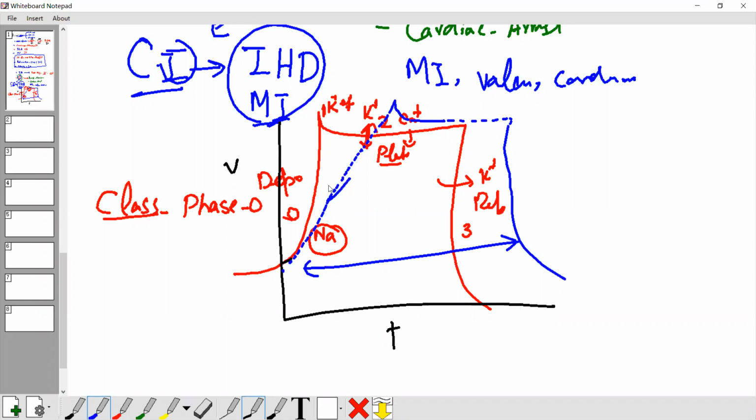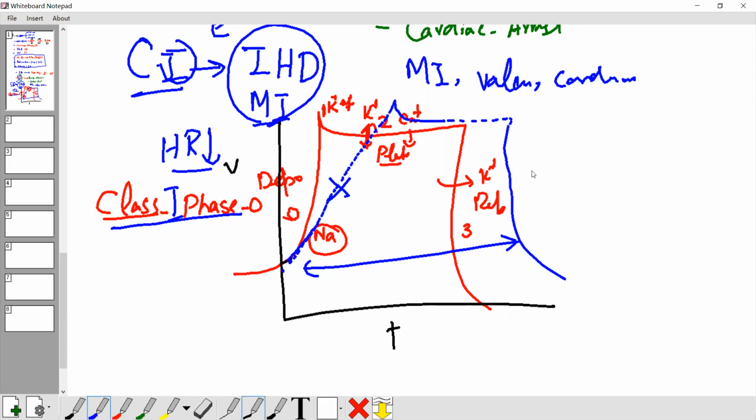So when you apply a sodium blocker, what happens? Depolarization becomes slow. So what is our aim here? My aim is to reduce the heart rate. So the heart rate automatically goes down. Clear? So class 1 acts on phase 0. Understand? Class 1 acts on phase 0.